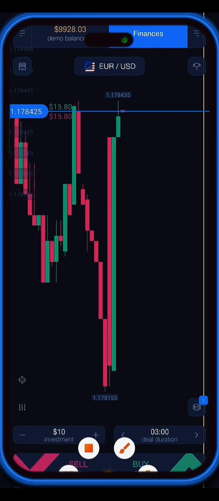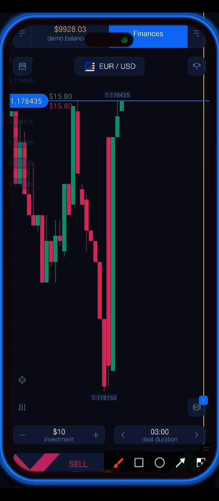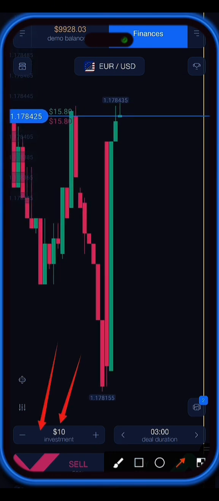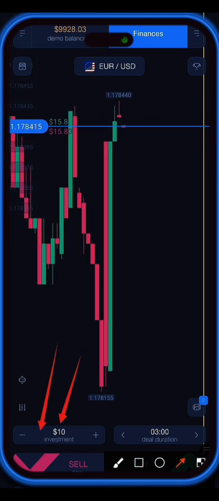The next thing you want to do is you want to pay attention to the amount that you use to enter a trade with. You cannot fund your account with $10 and decide to enter that trade with $10.